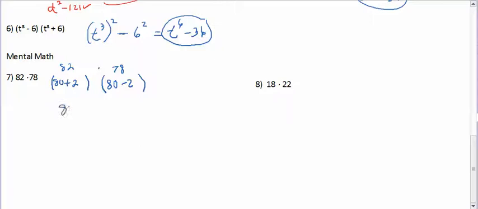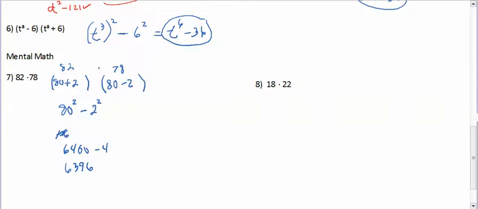So I take my 80 and I square it, minus my 2 and I square it. Well, 8 times 8 is 64, and there's 2 zeros, minus 4, it's going to be 6396, and that's my answer for 82 times 78, using the difference of squares.